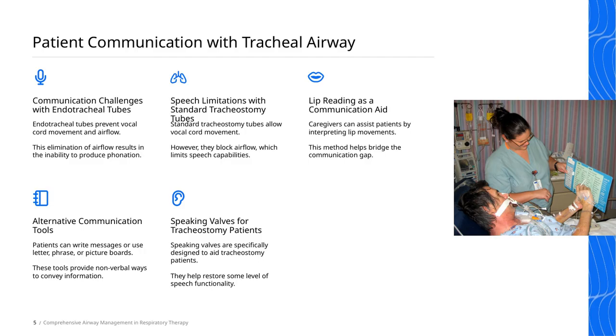Now, when it comes to standard tracheostomy tubes, they typically allow the vocal cords to move, but they block airflow, which limits the patient's ability to speak clearly. So, while the vocal cords can move, the airflow needed for speech is restricted. In contrast, endotracheal tubes prevent vocal cord movement altogether and block airflow entirely. This means patients can't produce phonation, making communication even more challenging. Understanding these differences and tools is essential in comprehensive airway management, as it directly impacts patient communication and quality of life.